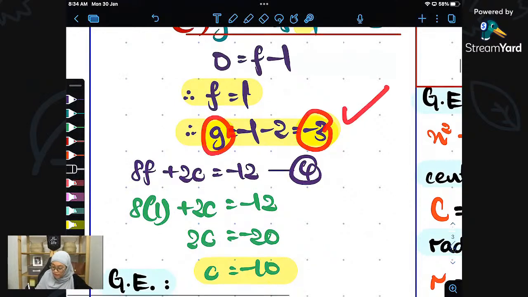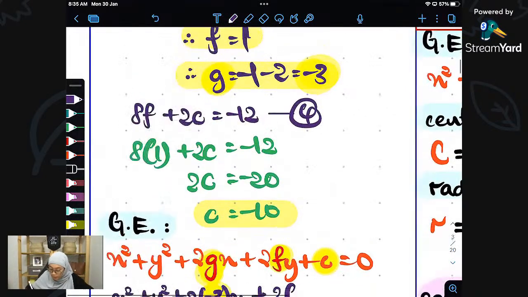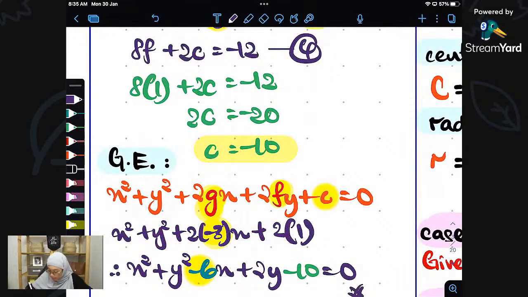My G is negative 3. I times it with 2, because in the formula, 2 must multiply G. That's why I got negative 6x. And then plus 2 times F. My F is 1, and then times it with y. So my F here is 1, so 2 times 1 is still 2.